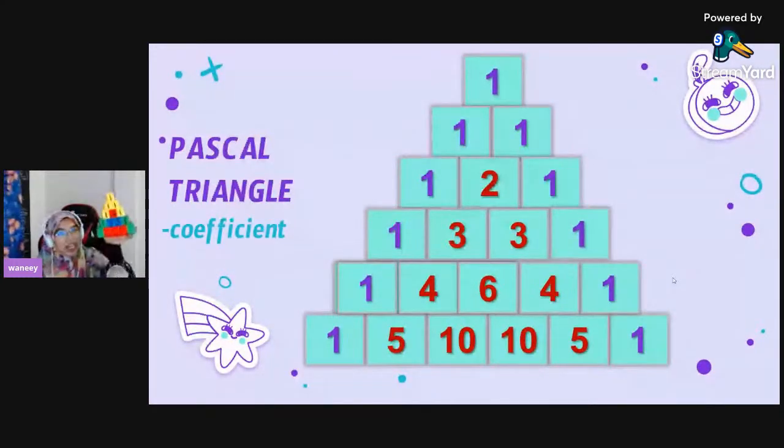Okay, so the most left and the most right hand side need to be 1. 1 and 1. And then right in the middle you should add the box or the blocks yang atas tu. Okay, contohnya yang sebelah sini atas dia ada 1 dengan 3. So this one will be 4. 3 plus 3, so 6. 3 plus 1, so that is 4. So that is how you end up with 1, 4, 6, 4, 1.